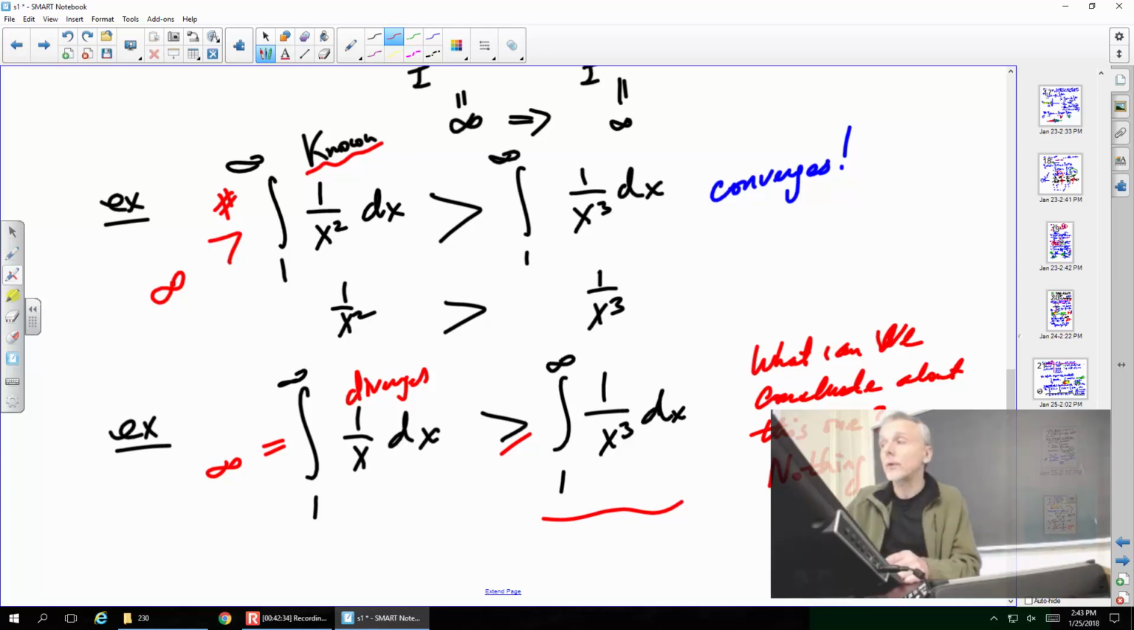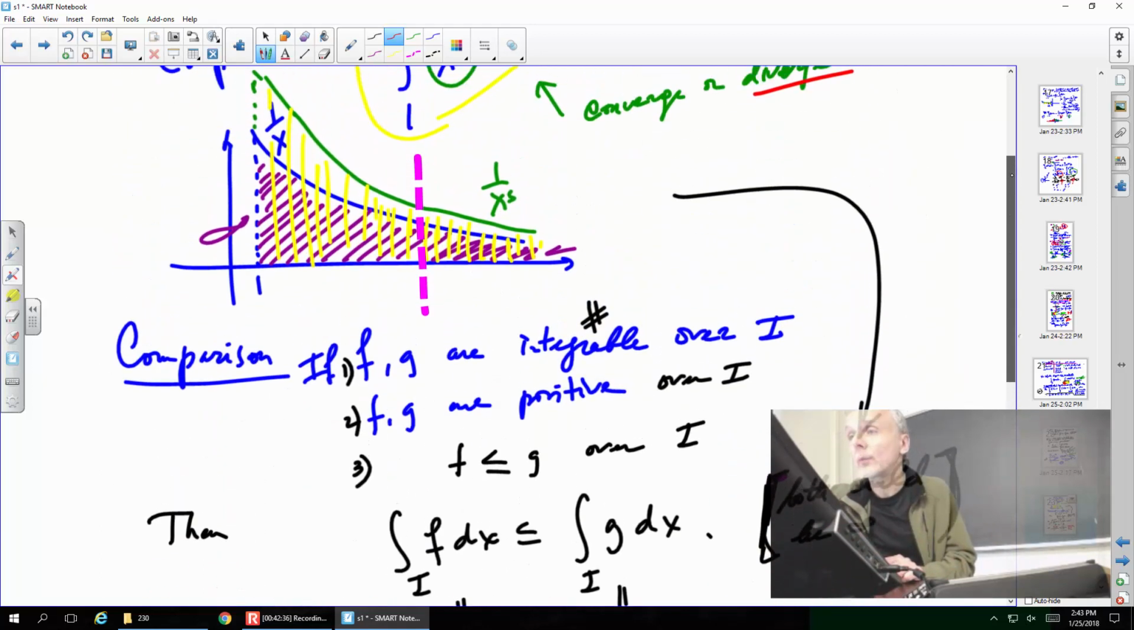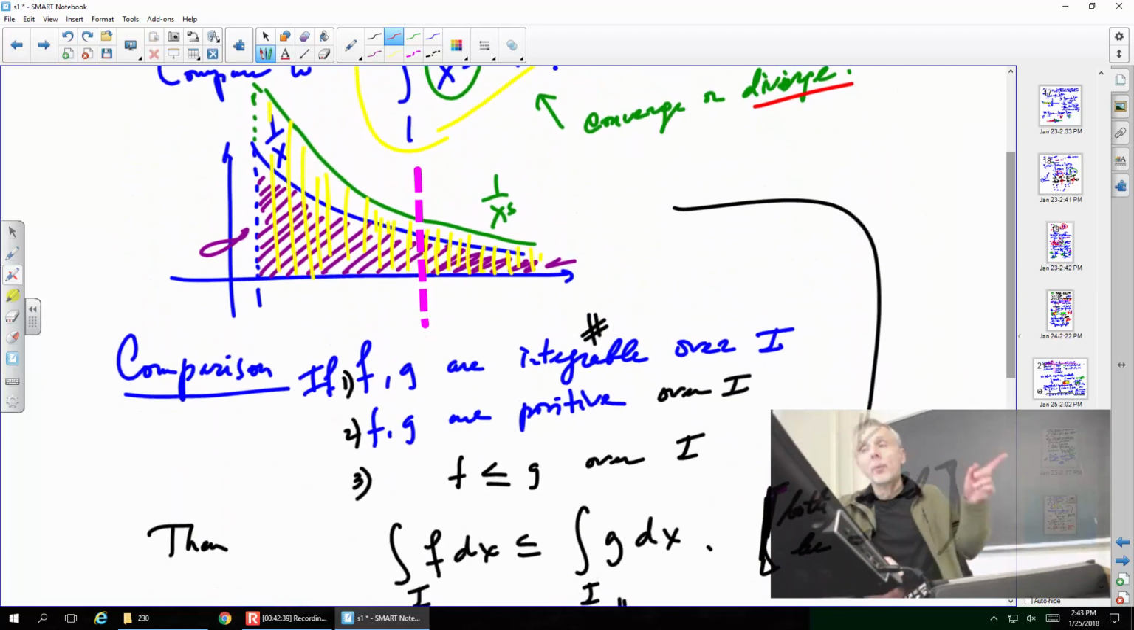It's like if you once again look at the similar picture, but imagine that the yellow region is infinite, hypothetically. If the yellow region is infinite, what can we say about the purple region? Nothing. What could be inside of an infinite region could be infinite or could be finite. We don't know. So it's not helpful. That's all we can say.